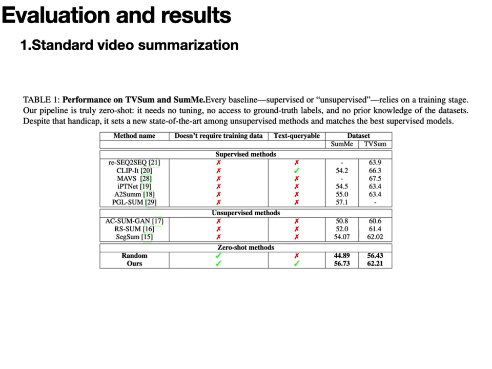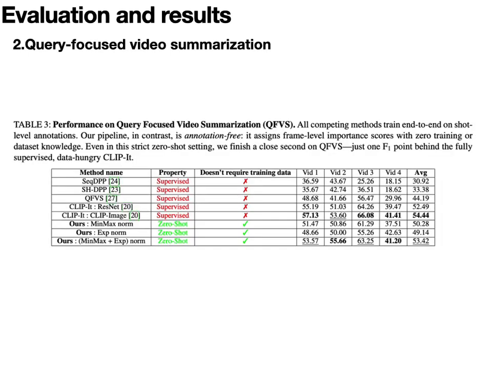We also tested our pipeline in QFVS dataset, where we guide the summarization process using a user query. As shown, our training-free zero-shot approach always outperforms the 4 classical supervised baselines. And using the same settings used in the current state-of-the-art CLIP-based model, our zero-shot pipeline reaches an F1 score of 53.4, virtually matching the 54.4 achieved by the fully supervised CLIP-based model.